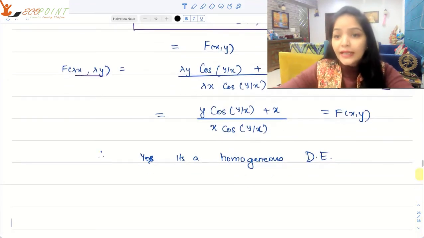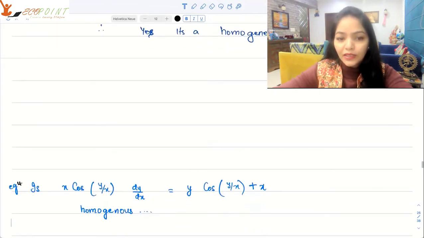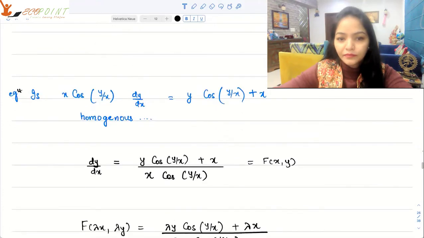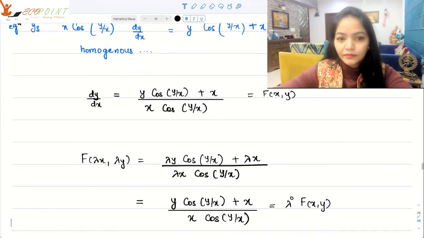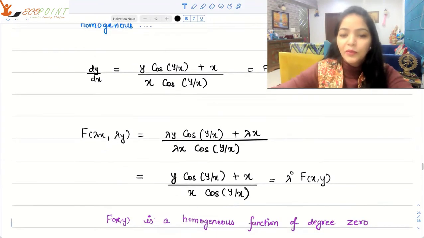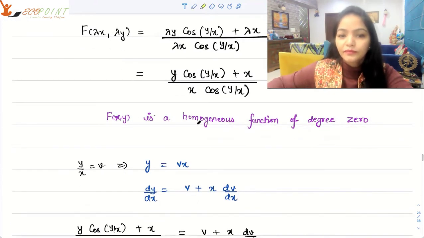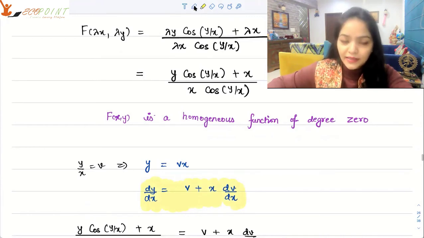Let's solve it. Clearly, I can see y/x a lot of times here, so I'll take y/x as v. That will give me y equals vx, and dy/dx is equal to v plus x times dv/dx. So in place of dy/dx, we will write v plus x times dv/dx.